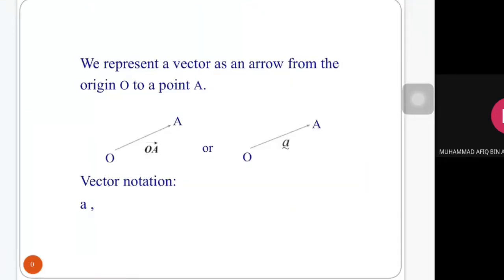Okay, next is how we represent a vector, or how we write a vector. Let's say we have this vector OA. So this O is the initial point.